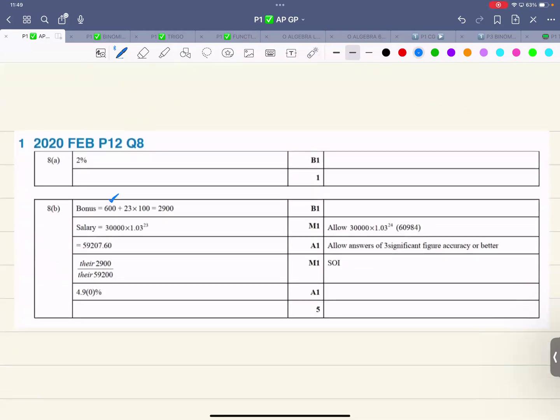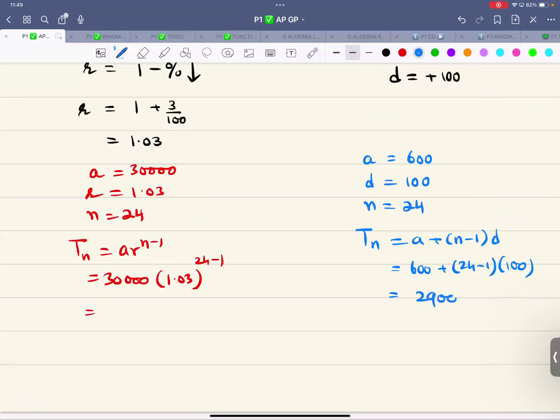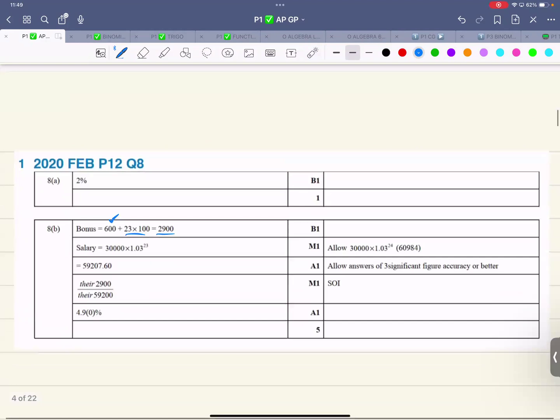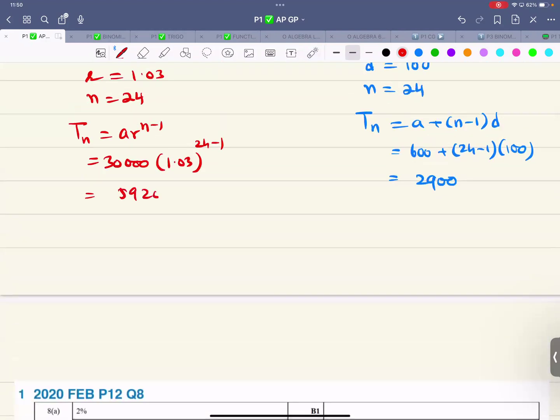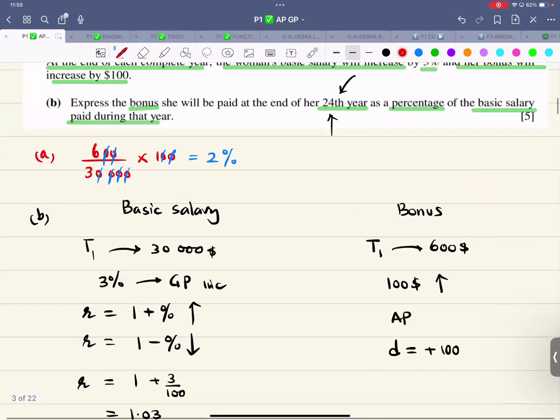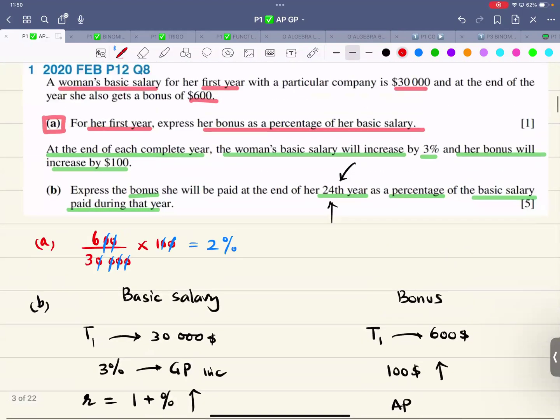Bonus is 600 plus 23 into 100, which is 2900. So I'll write 2900 over here. And the other thing, the basic salary, that is 30,000 into 1.03 raised to the power of 23. This comes out to be 59207.60. And what are they asking? The bonus as a percentage of the basic salary. For that, they made you calculate this trivial thing.